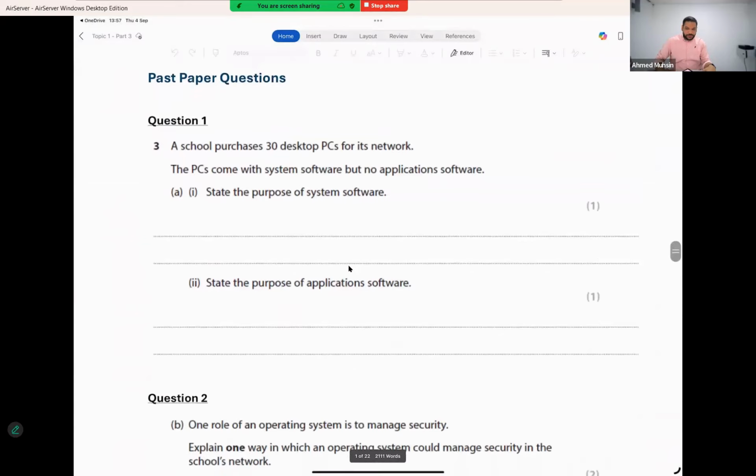Okay, question number 1, we'll do that. We haven't done it, right? We haven't done a single question here. Question 1. A school purchases 30 desktop PCs for its network. The PCs come with system software but no application software. What is the purpose of system software?